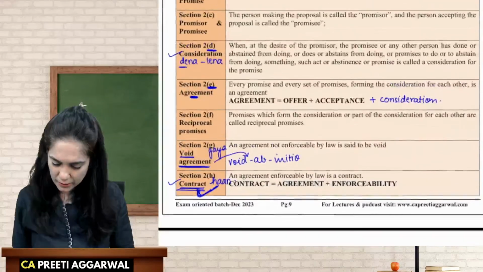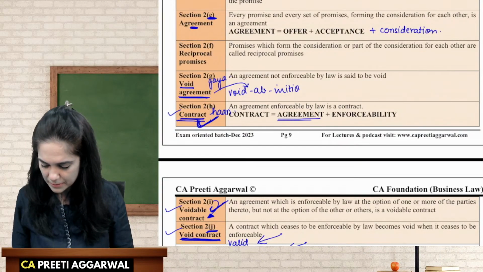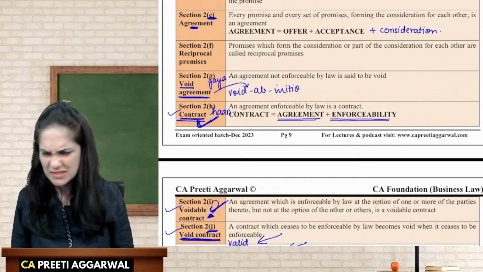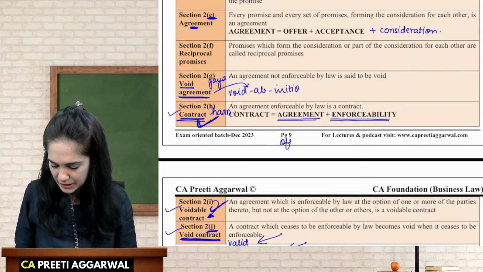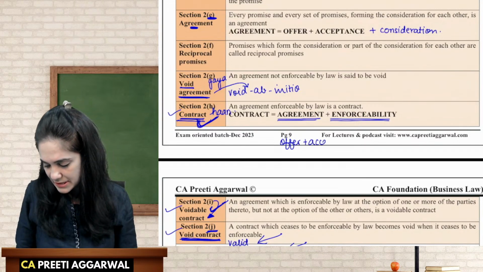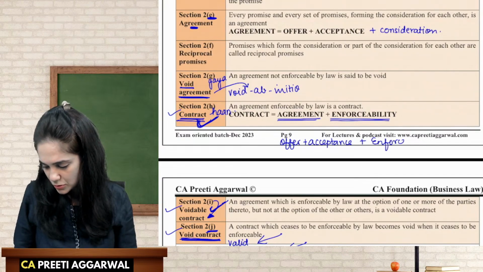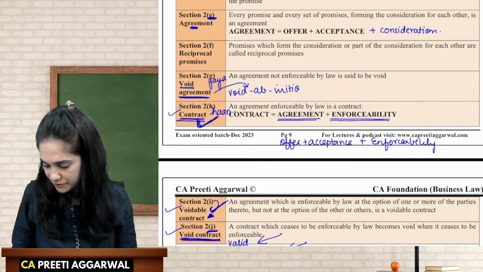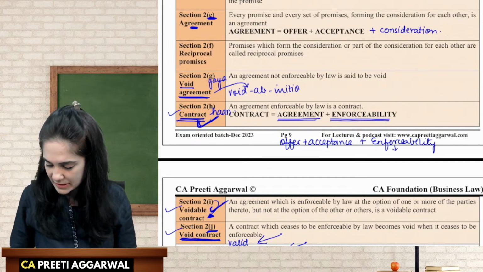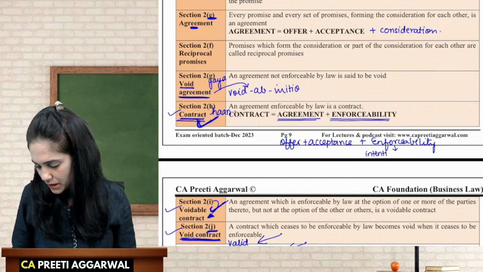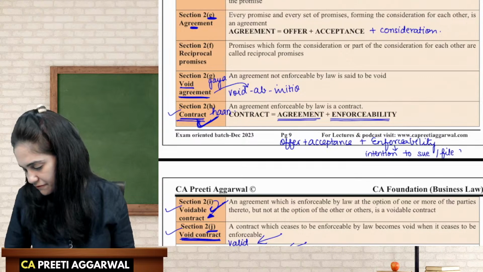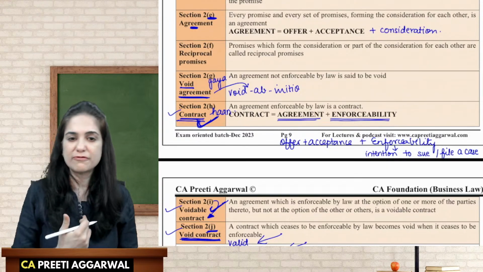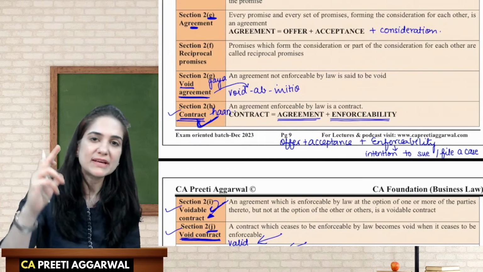Now, in order to make a valid contract, I need agreement and enforceability. See, these basics you are already aware of. Agreement means I need offer, I need acceptance, and I need enforceability also. What is the meaning of enforceability? Enforceability means intention to sue, intention to file a case. If one party defaults, the other party can take action.